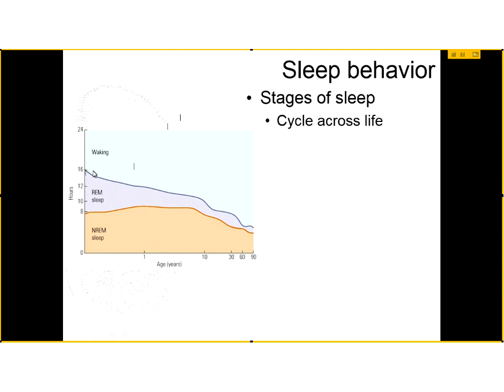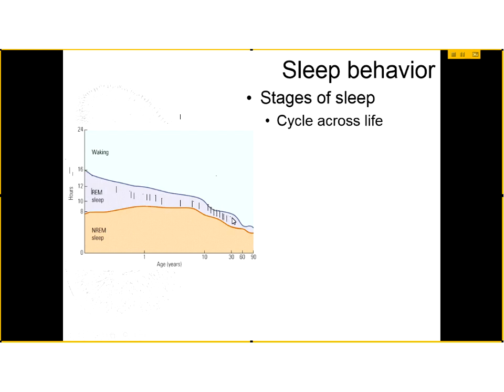How does this change across the lifespan? Well, what you'll notice is that at a very young age, from birth to 1 year, we spend a great portion of our time sleeping overall. And almost half of our time is spent in REM sleep. As we go from 1 to 10, to 30 years, to 60, and so on, we see the amount of time that we spend in REM sleep progressively decreases.